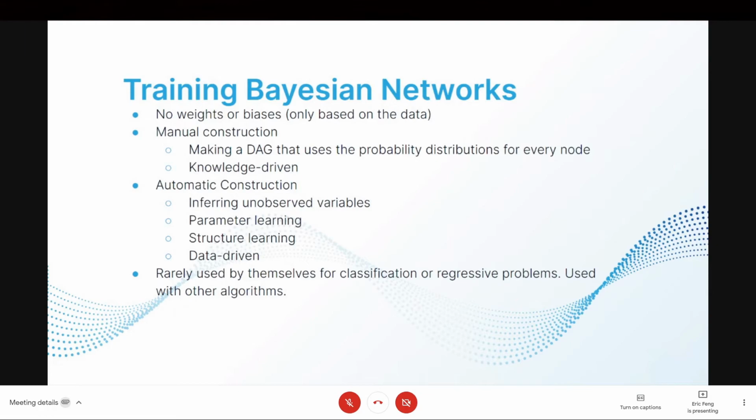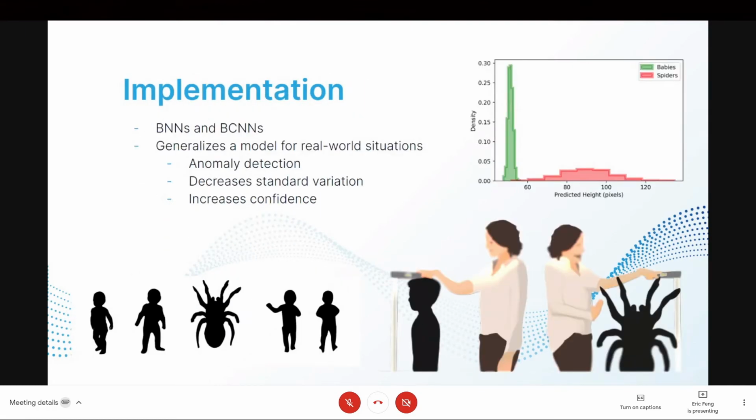So moving on, Bayesian networks are rarely used by themselves for classification or regression problems, and they're generally used with other algorithms which help create these dependency nodes within the Bayesian network. So Bayes' theorem can be implemented into Bayesian neural networks and Bayesian convolutional neural networks. Now, we're not really going to go too deep into what those are, since the main difference between them is pretty much the same difference between neural networks and convolutional neural networks. But we are going to talk about the purpose. So the main purpose of implementing Bayes' theorem is for anomaly detection, to decrease standard deviation, and to increase confidence in the model's predictions.